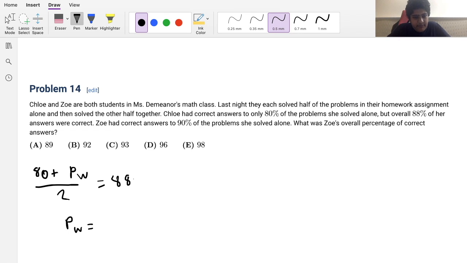And now that we have PW, we can find the percentage Zoe got right overall. This is just going to be equal to the average of the portion she did by herself, 90, and the portion they did together, PW, 96. Dividing this by 2, we get an answer of 93, which is choice C.